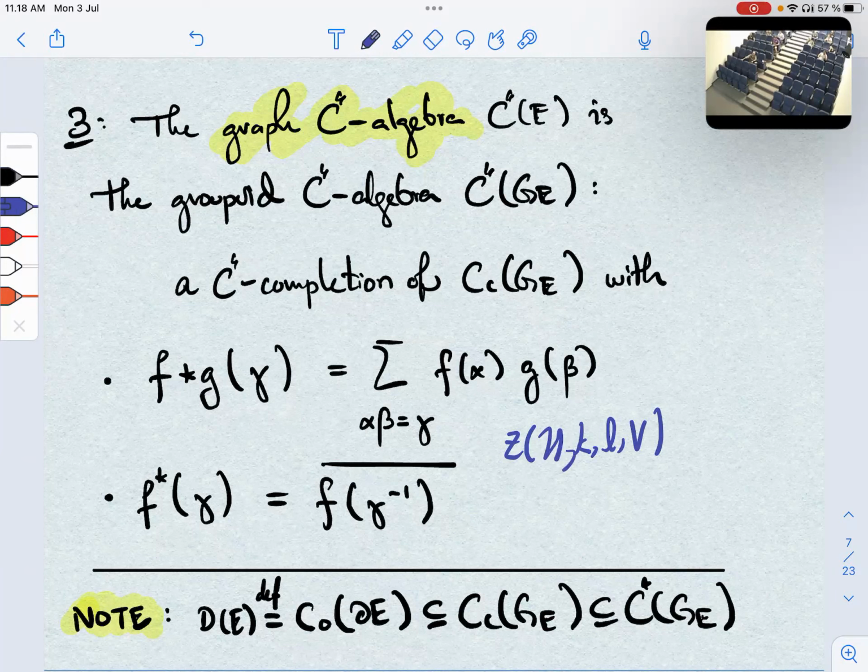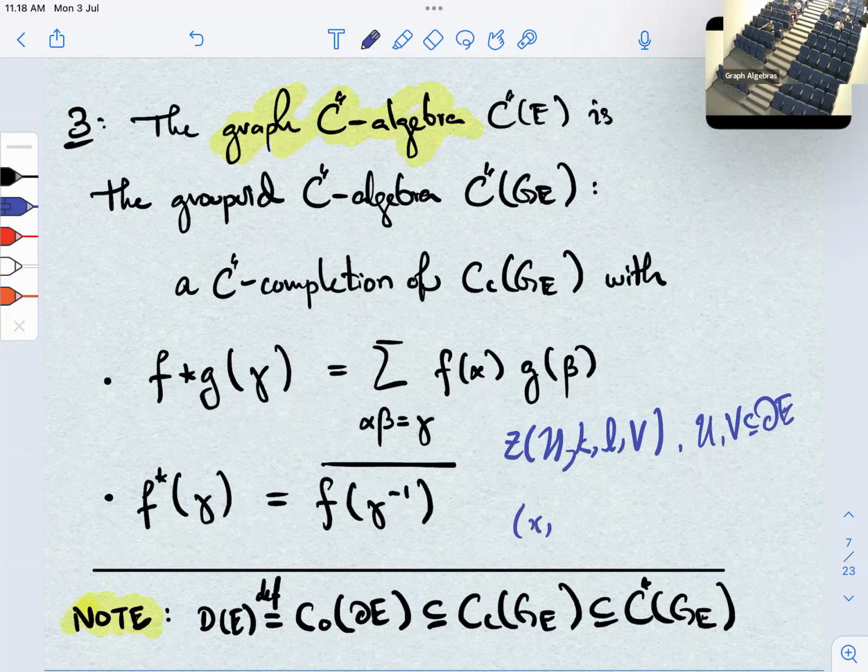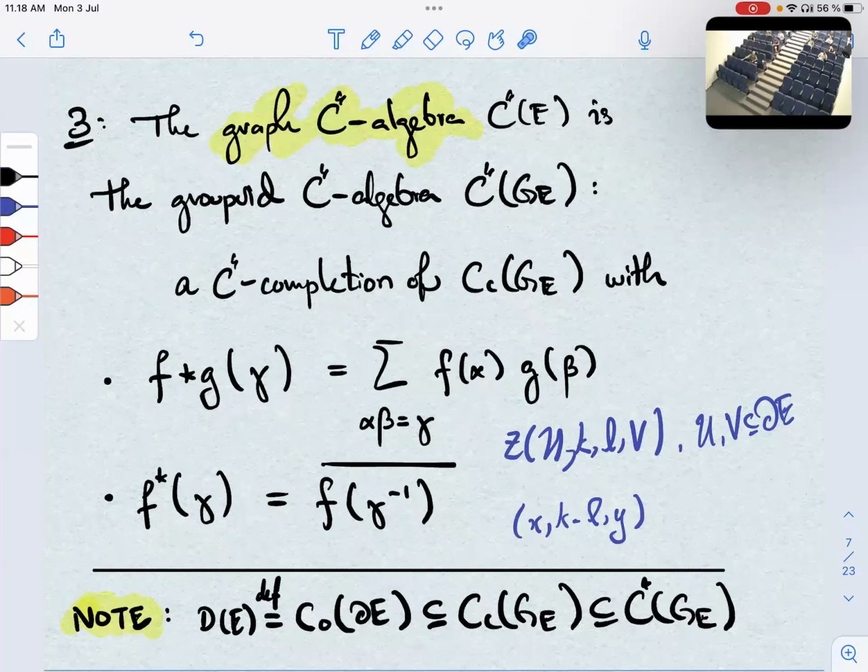Okay, not so pretty. These things are cylinder sets. U and V are open sets in the original space. They're open in here. And elements in this cylinder set look like X, and so on, with the original space, with infinite paths in your graph? Yes, boundary paths or infinite paths. Just think infinite paths. So I take open sets in the original space, and then I look at the elements where X is in U, Y is in V, and then the middle term is just K minus L.